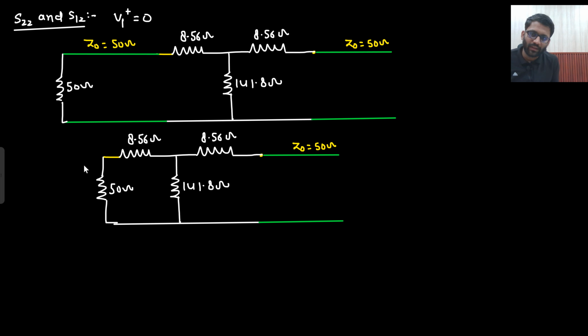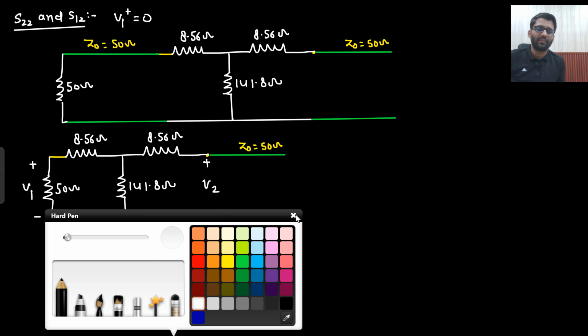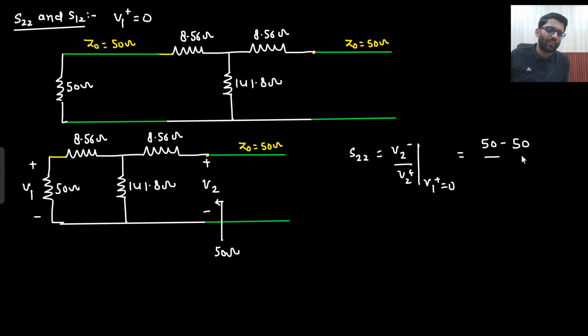Okay. Certainly this will be your V1 and this will be your V2. Right. So ditto same expression, everything is ditto same, nothing else. So what is your S22? S22 is defined as V2 minus divided by V2 plus. When you calculate the equivalent of this, what does this come out to be? 50 ohm only. So V2 minus divided by V2 plus, but when V1 plus is equal to 0. So ZL minus Z0 upon ZL plus Z0. So 50 minus 50 upon 50 plus 50, that is equal to 0 only. So S22 is 0.